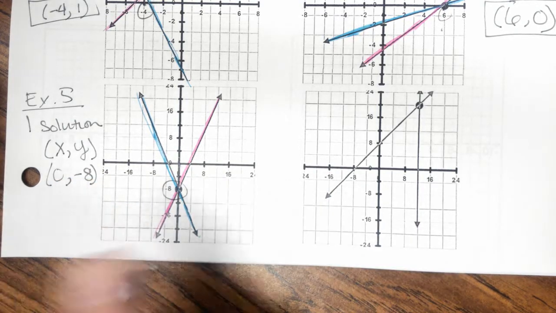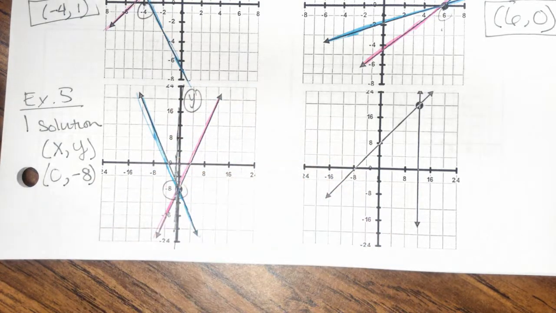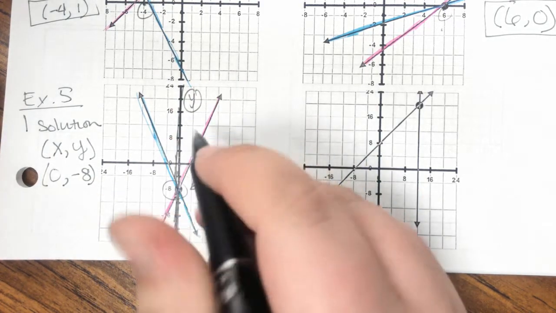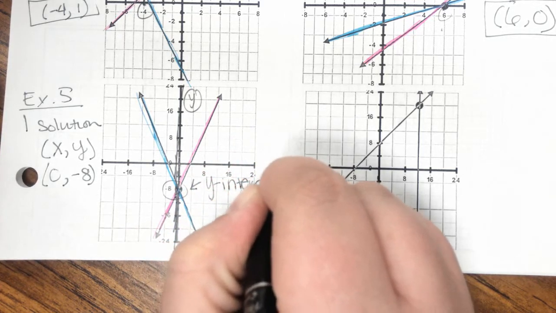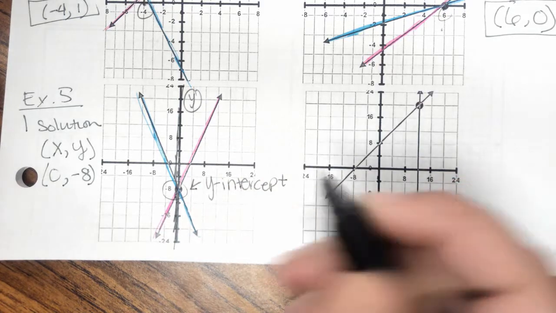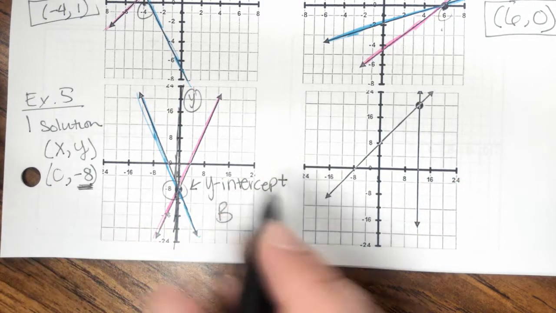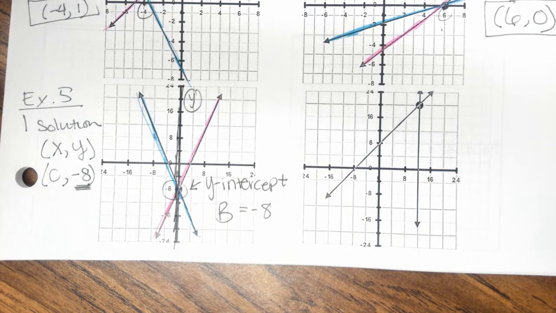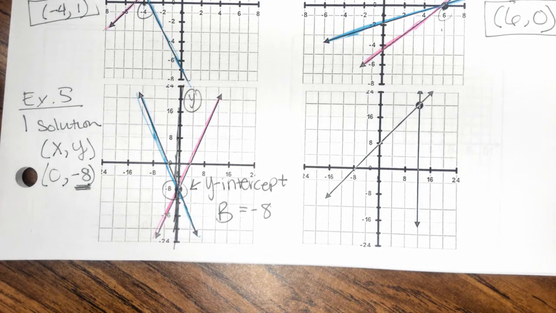This is a special example because the solution is on the y-axis, which means these two lines share the same y-intercept. The y-intercept is the letter b. In this case, b is equal to -8. I just thought that was something interesting for you guys to know.